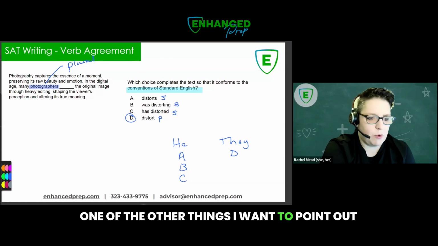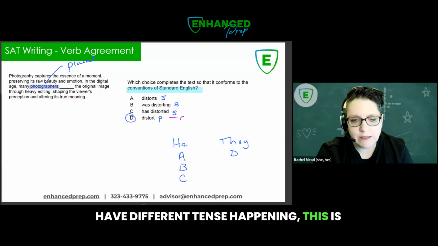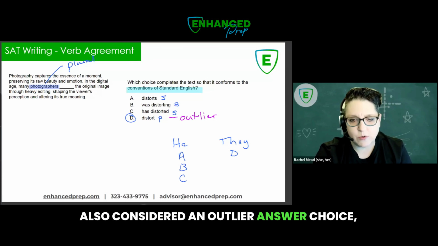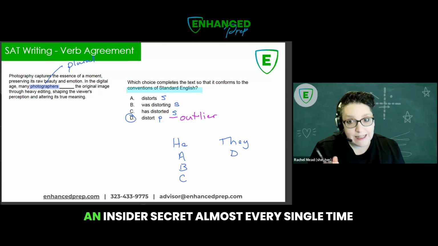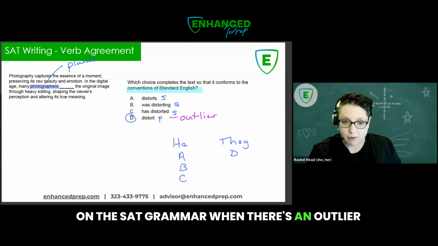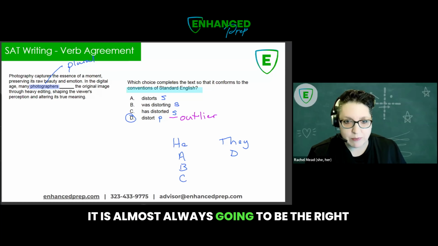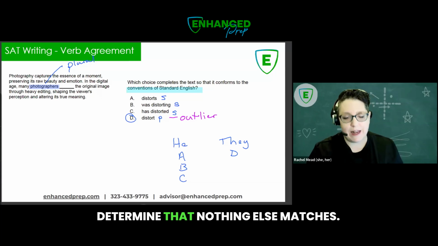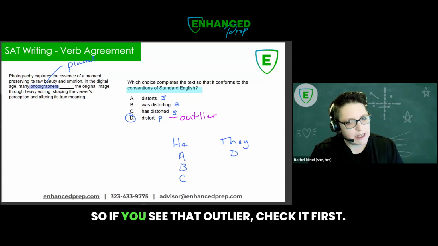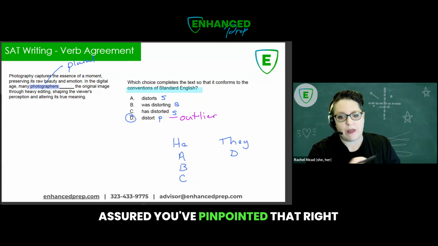One of the other things I want to point out here is we need to recognize that while we have different tense happening, this is also considered an outlier answer choice, meaning it's the only one that's plural when everything else is singular. An insider secret: almost every single time on the SAT grammar, when there's an outlier like this, could be in punctuation as well, it is almost always going to be the right answer because we have a quick way to determine that nothing else matches. So if you see that outlier, check it first. If it works, you can definitely rest assured you've pinpointed that right answer.